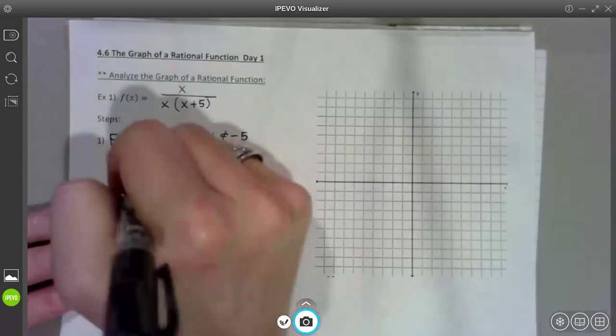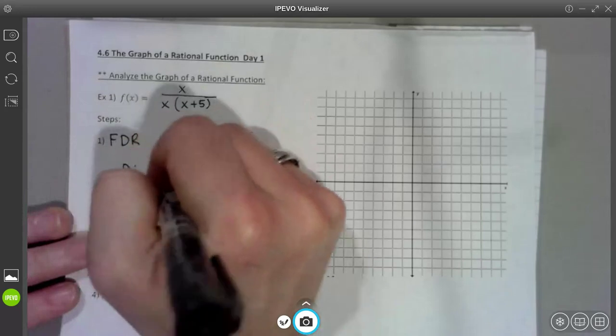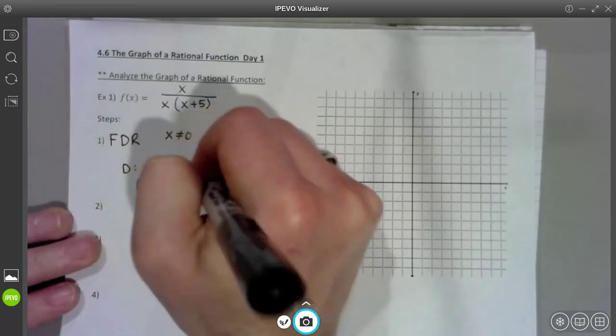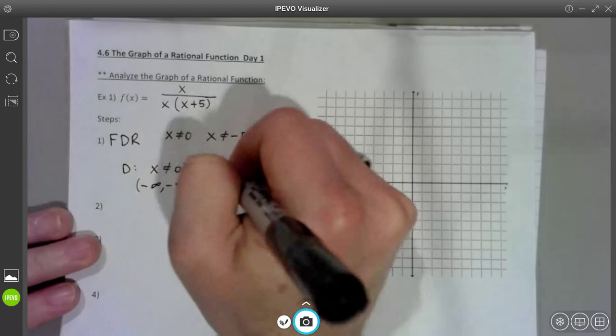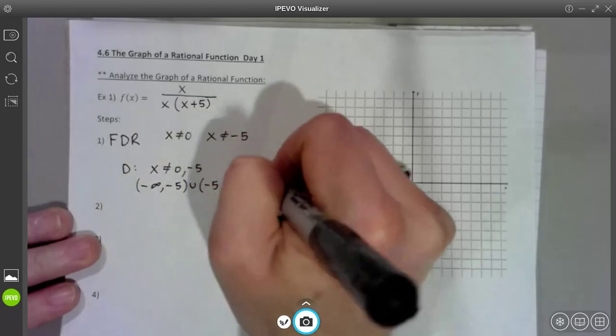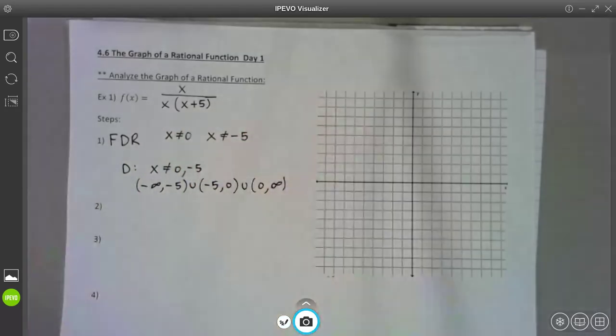Oh, I guess I shouldn't do that to you guys. So in interval notation, it would look like this. I do believe they asked for interval notation, but it could just be you guys putting in the bad numbers.